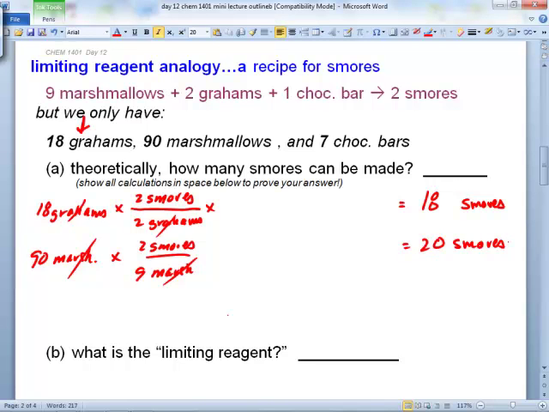And now I need these 7 chocolate bars. April. 2 s'mores for every 1 chocolate bar. So 2 times 7, 14.